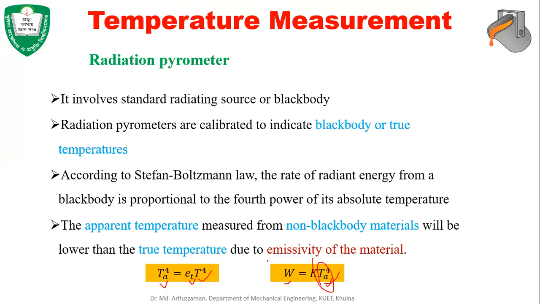And that's how this radiation pyrometer works. We detect the change of radiant energy, and we calibrate it with the temperature change, and then we can measure the temperature with a non-contact temperature measurement system. The radiation pyrometer actually is a non-contact temperature measuring device.